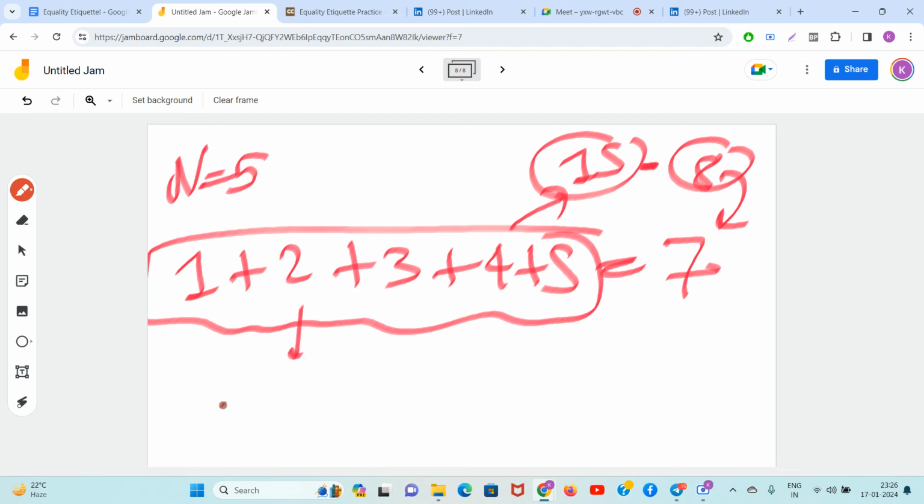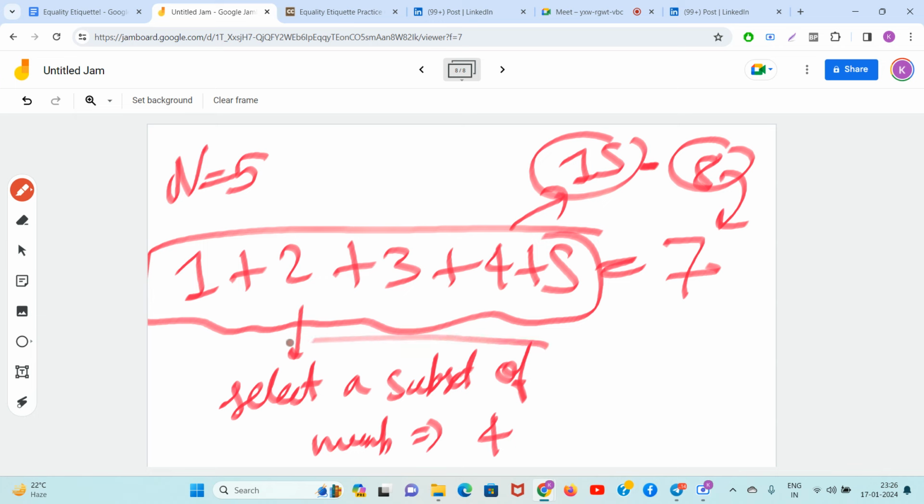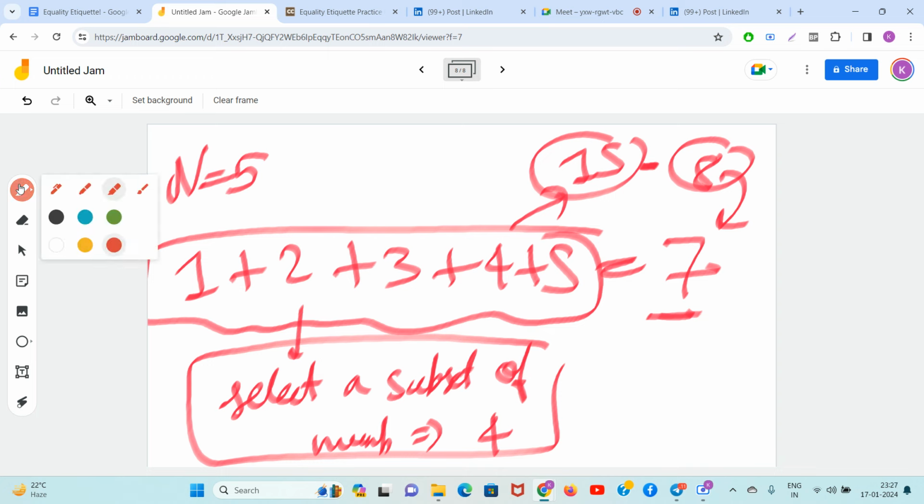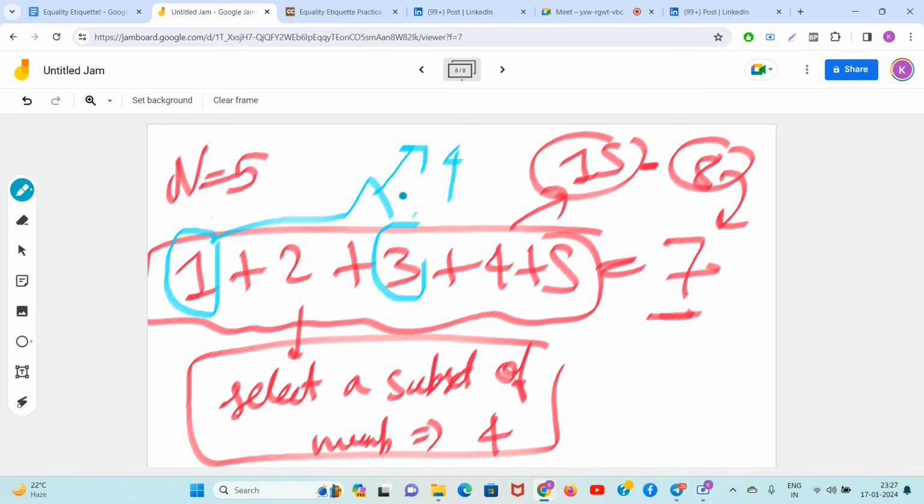It means select a subset of numbers whose sum is 4. If you are able to do that, you will reach the sum 7. Guys, which is the subset of numbers whose sum is 4? 1 plus 3. 1 plus 3 is 4. And if you flip their signs, it will give the effect of minus 4 into 2, because whenever you flip the sign, it subtracts 2 times that number. Minus 4 into 2 is nothing but 8. Job is done. Congratulations. Guys, the problem was so easy. All you had to do is find a subset of numbers whose sum is 4.